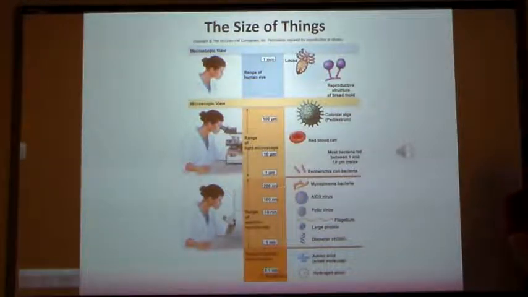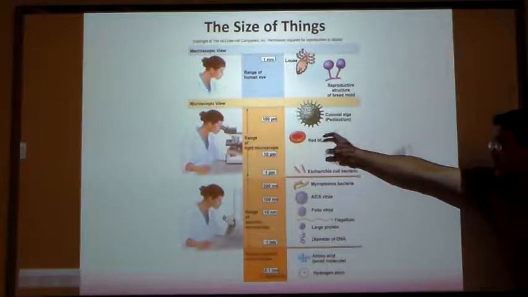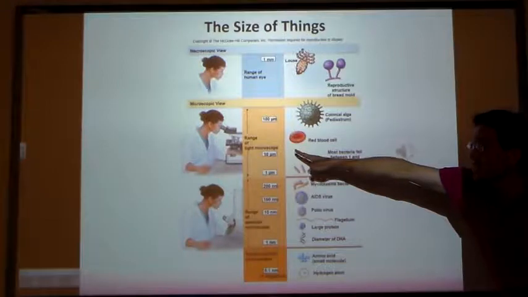That's the lowest, smallest size that you can see. Even less than a micrometer is very small in your light microscope. We looked at blood yesterday, and that red blood cell that you looked at under the microscope is about 10 micrometers.